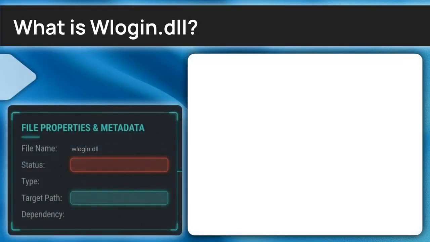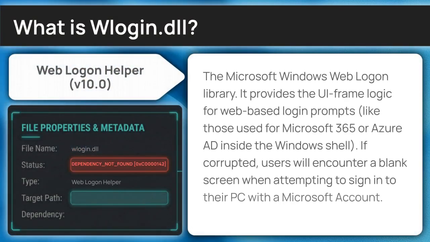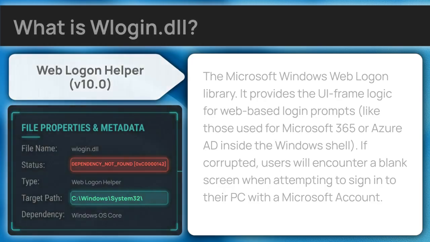This is the Windows Login Library, the Microsoft Windows Web Logon library. It provides the UI frame logic for web-based login prompts, like those used for Microsoft 365 or Azure AD inside the Windows shell. If corrupted, users will encounter a blank screen when attempting to sign into their PC with a Microsoft account. Now let's dive into the solution, starting with a standard reinstallation.